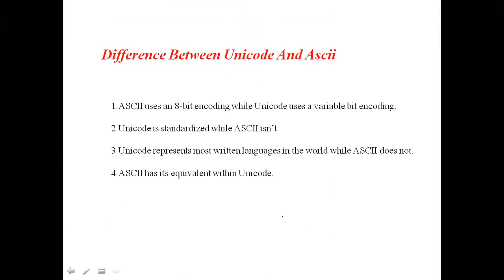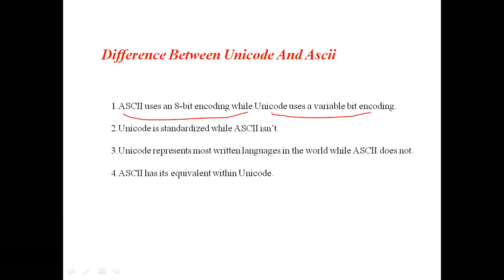Now lastly, we have to see briefly what the differences are between Unicode and ASCII. ASCII is already available, so why is the entire universe preferring Unicode instead of the existing ASCII? Okay, see the differences. ASCII is an 8-bit encoding, while Unicode is a variable bit encoding. Unicode is available in various bits: 8-bit, 16-bit, 32-bit, 64-bit, like that.